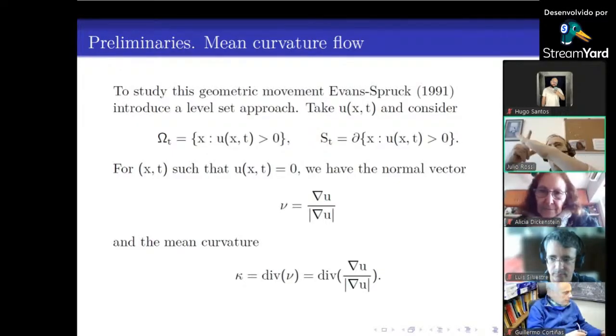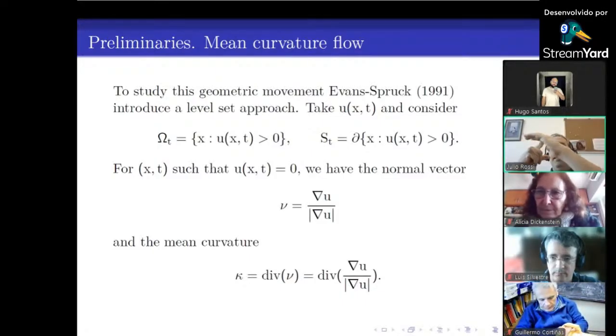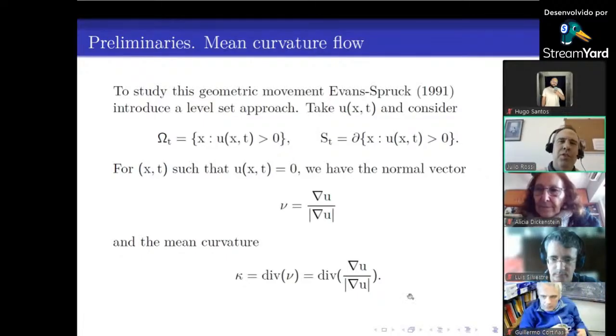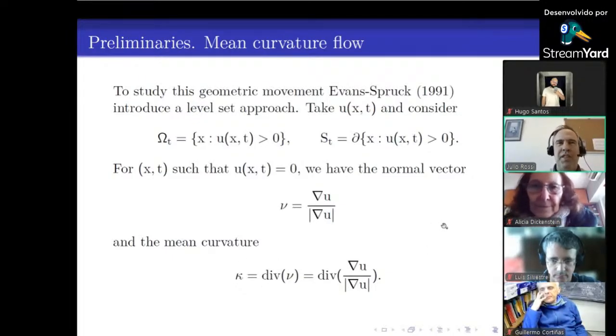If the surface is completely flat, the normal vector does not change from one point to another. If the surface is strongly curved, then the normal vector changes a lot from one point to the other. So the divergence of the normal vector gives you some idea of how curved the surface is.